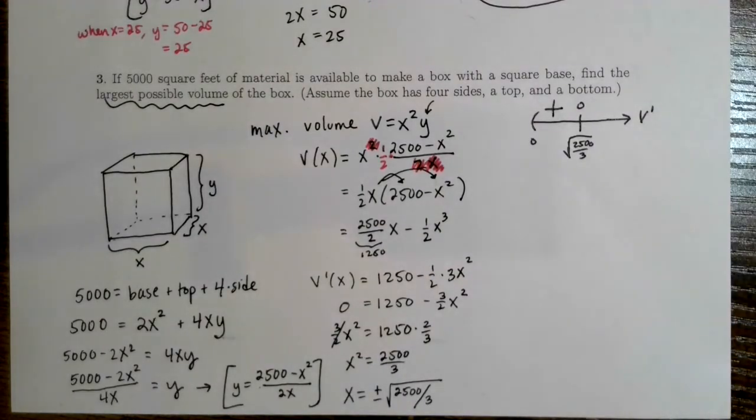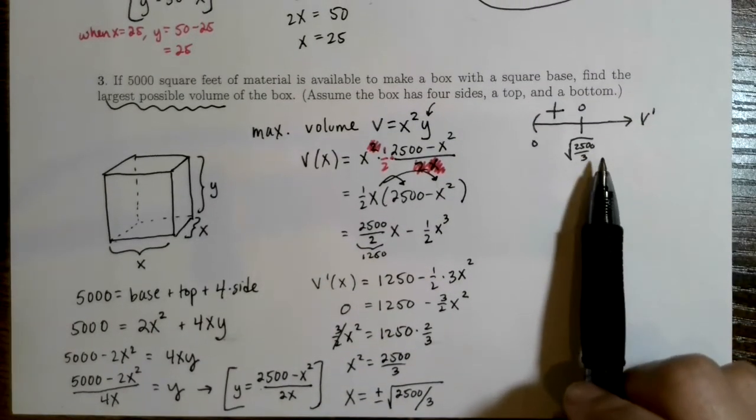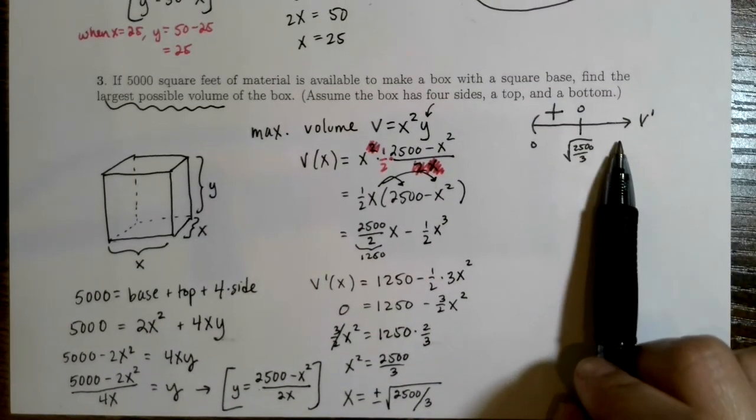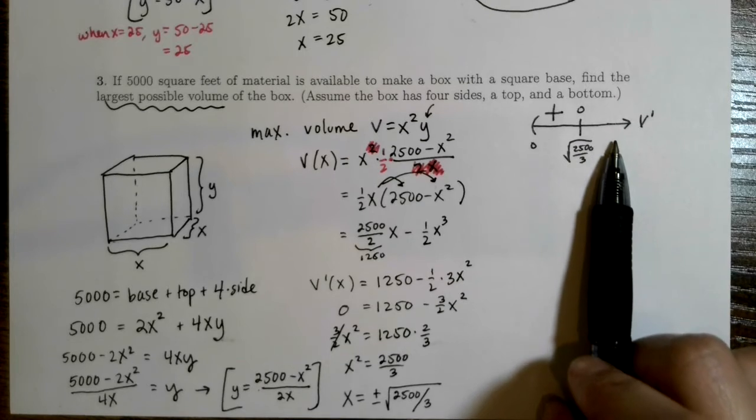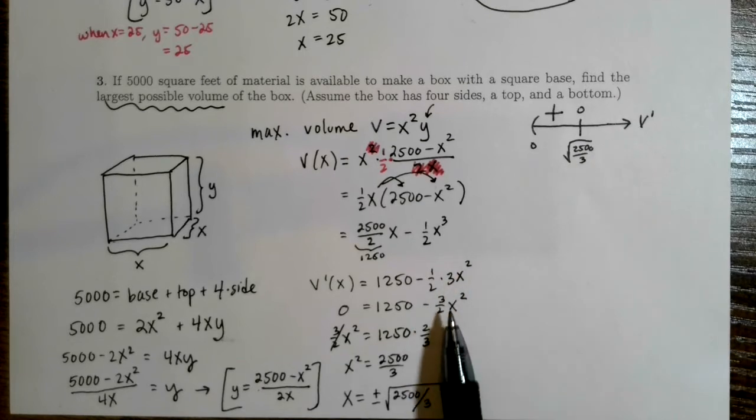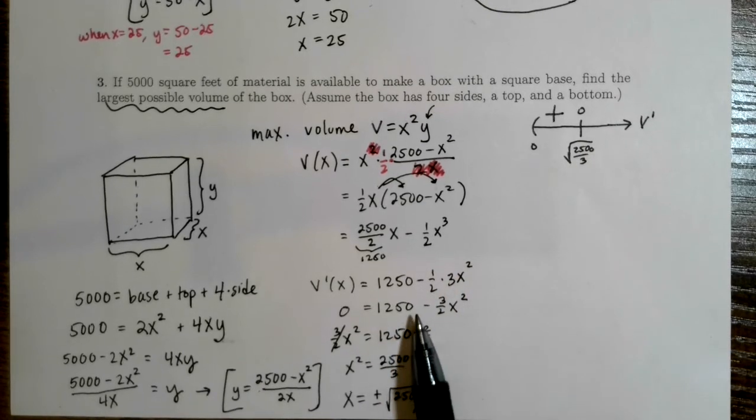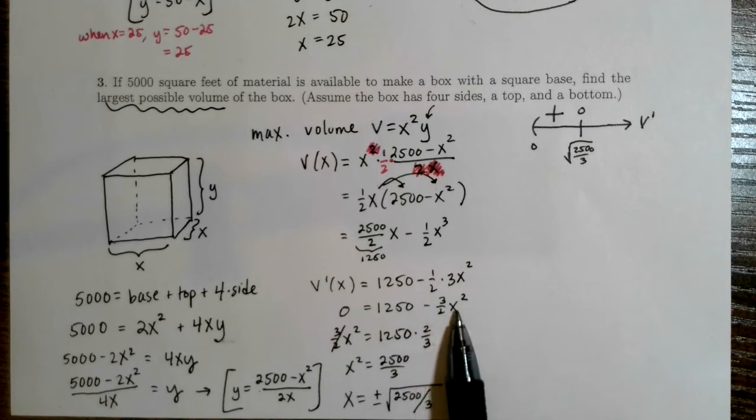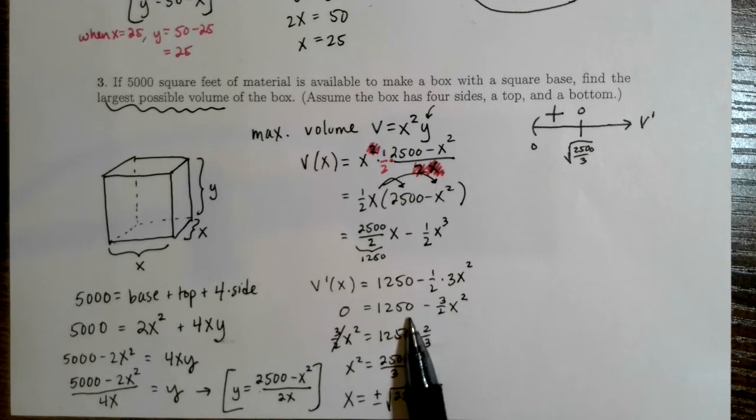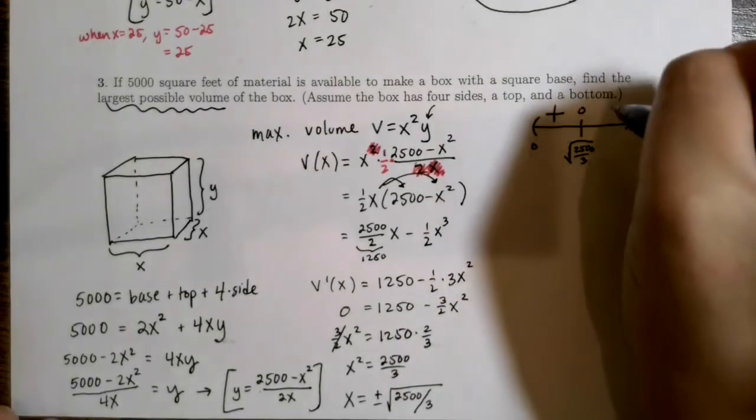Okay. And then a number bigger than root 2,500 over 3, 1 million, right? That's a safe choice. If I plug in 1 million for x right here, I get 1,250 minus 3/2 times 1 million squared. This part is huge, right? Because it has a million squared in it. So 1,250 minus that number is definitely negative.